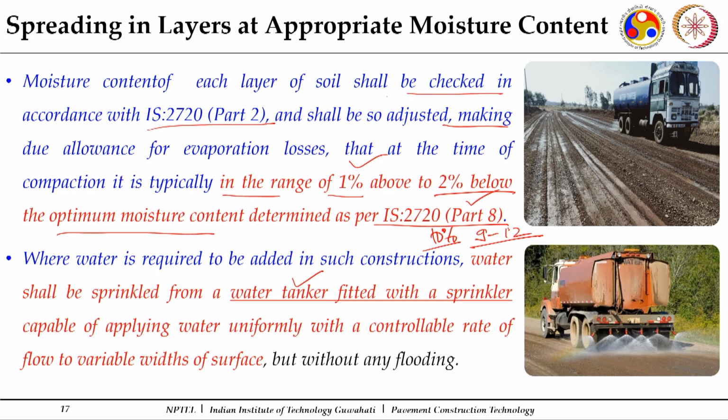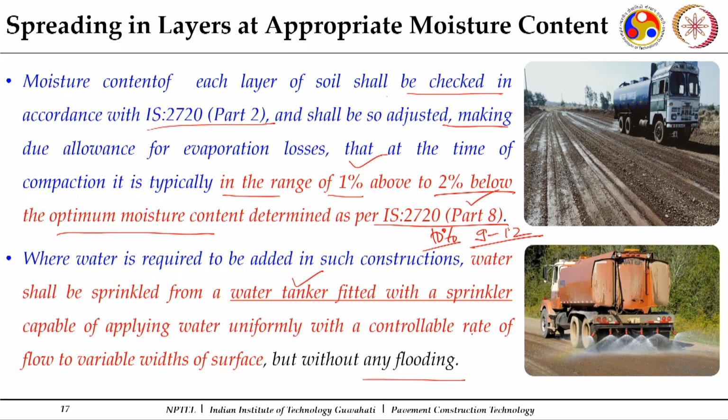And thereafter, there may be certain cases where the soil may be at a much higher moisture content than its optimum moisture content. So, we have to leave it uncompacted, we have to aerate it for a given period of time, so that the excess moisture is lost through evaporation, and then the compaction process has to start.